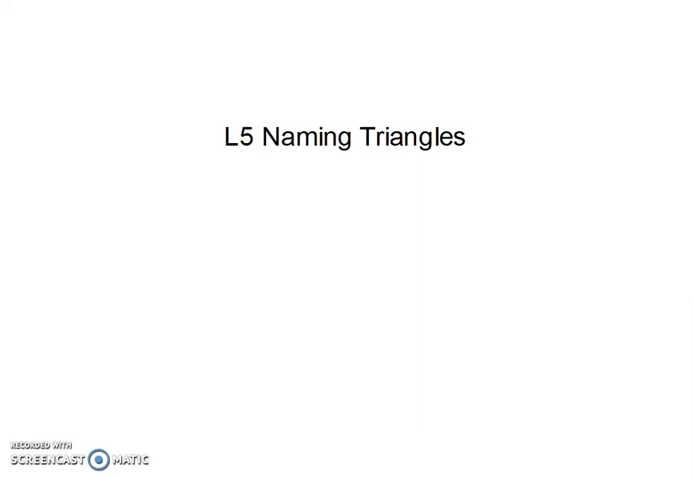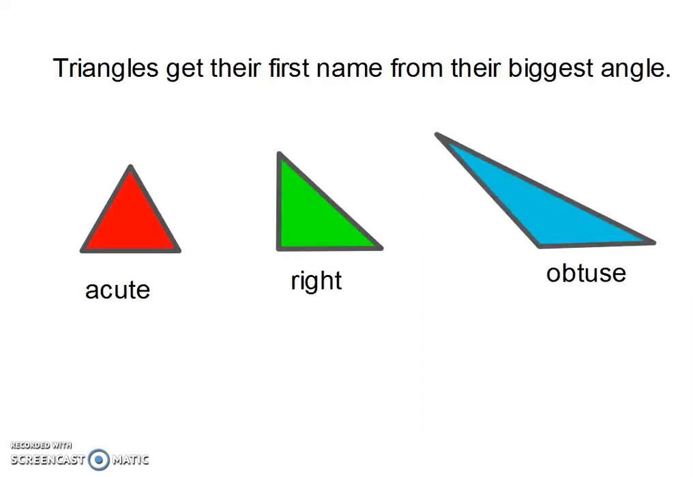Video L5, naming triangles. Every triangle gets two names. They get their first name from the largest angle they have. So right here you can see that there's a right angle right there. If a triangle has a right angle, then it's a right triangle.